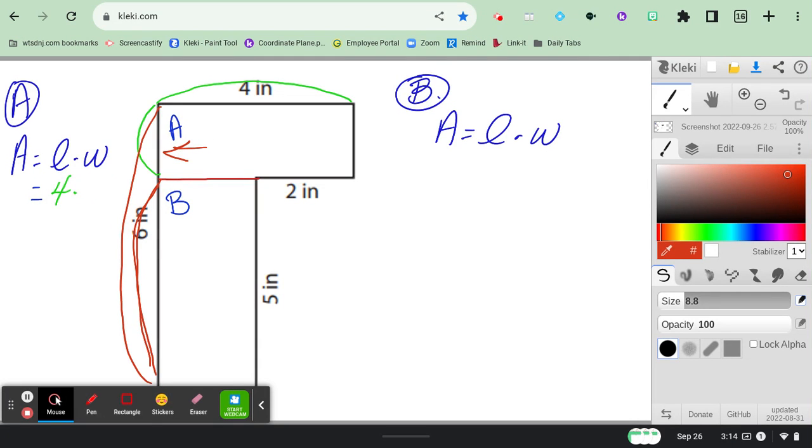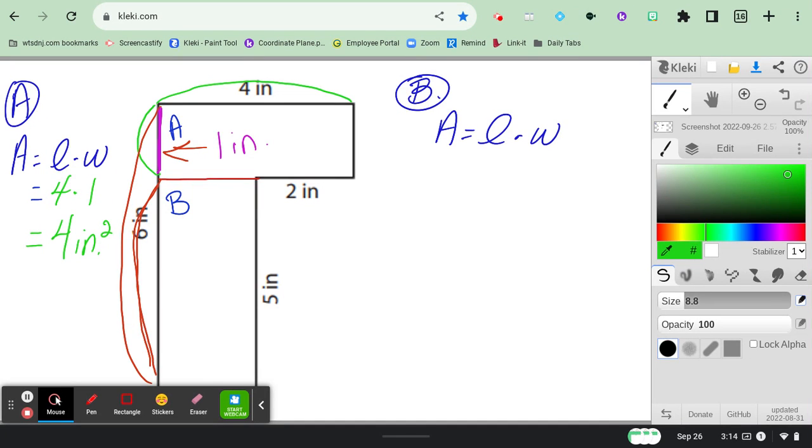for just this piece has to be 1 inch. So I know my width is 1 inch. So I'm going to plug in 1 for my width. I'm going to solve 4 times 1 is 4, and that is going to be 4 square inches. But that is just for rectangle A.